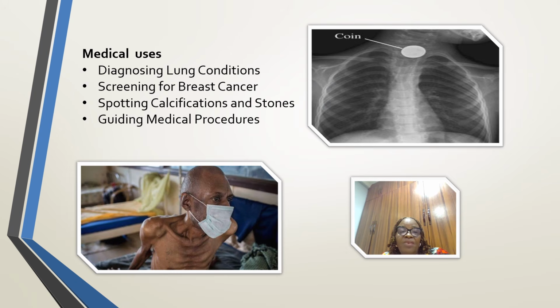Medical uses of X-rays. In diagnosing lung conditions, chest X-rays are widely used to detect infections like pneumonia, tuberculosis, or a collapsed lung. Locating foreign objects: if a child accidentally swallows a coin, battery, or metal object, X-rays can quickly locate the item in their body. Screening for breast cancer: mammography utilizes low-dose X-rays to detect early-stage breast tumors or microcalcifications.